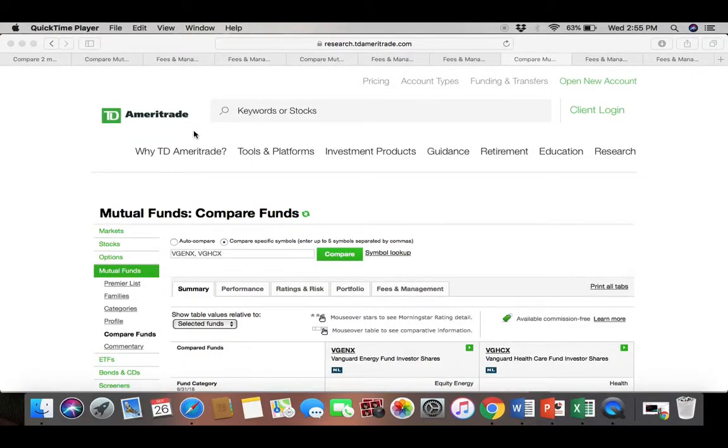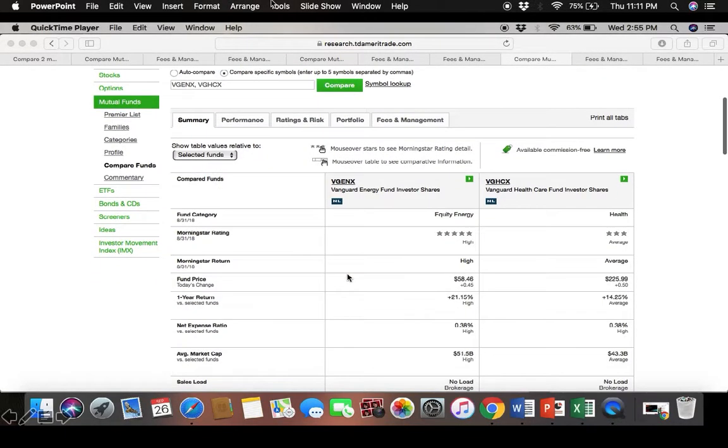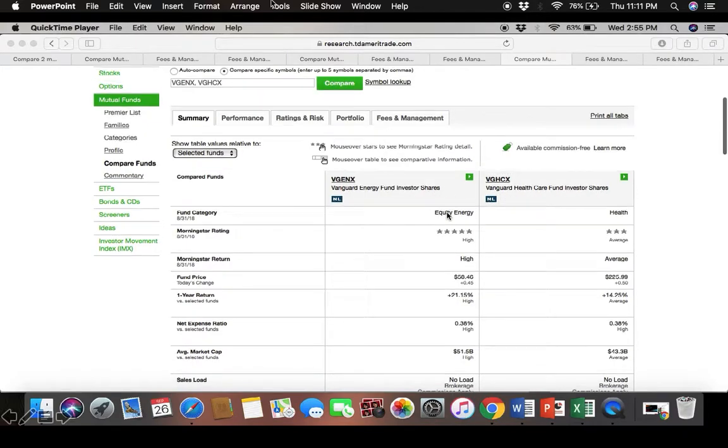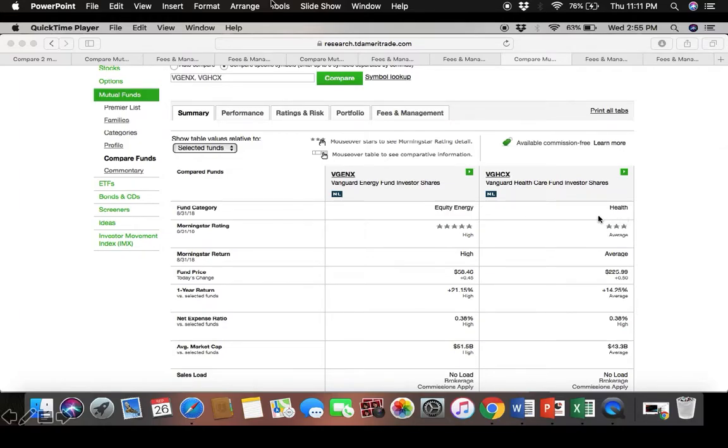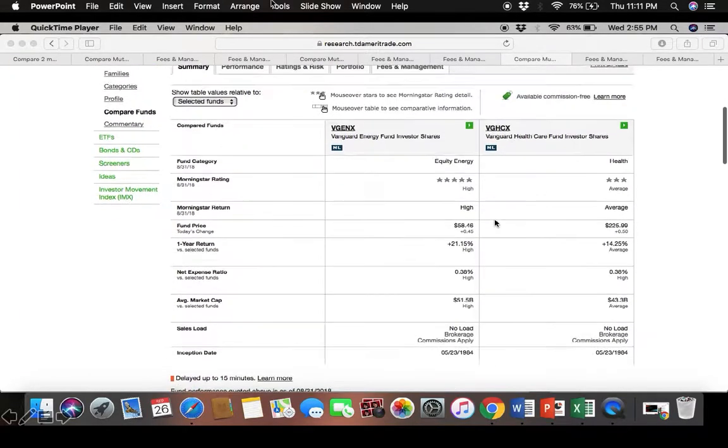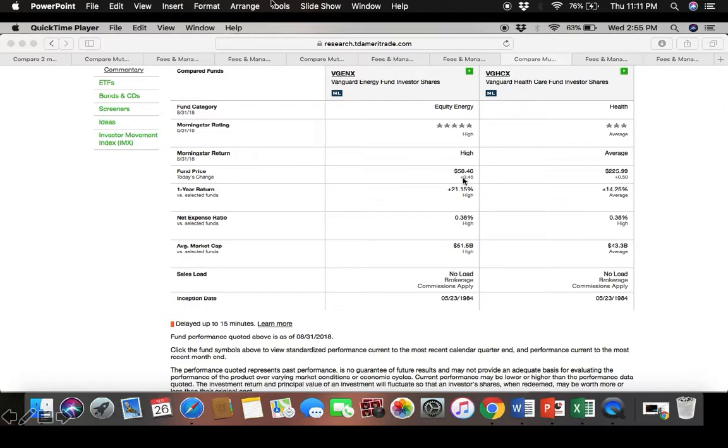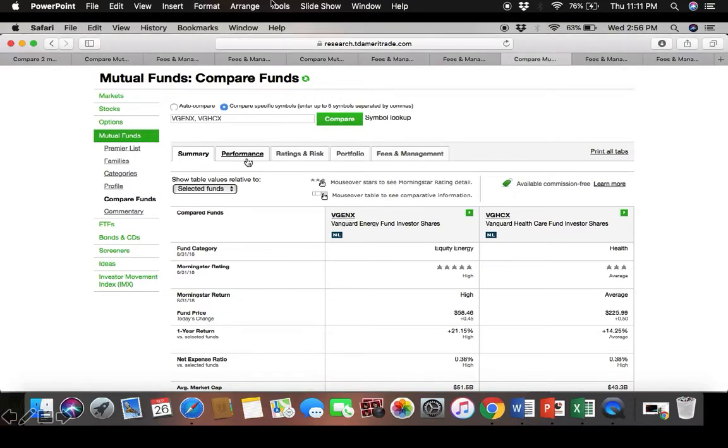So the last one we're going to look at is the energy and the healthcare fund. Both of these come from Vanguard. So we're going to look at these side by side, and these actually have a pretty significant difference in some of what's listed. So net expense ratio is the same at 0.38% for both the healthcare and energy. Again, neither one of these have loads as well.